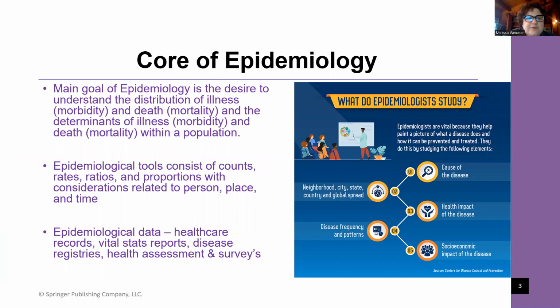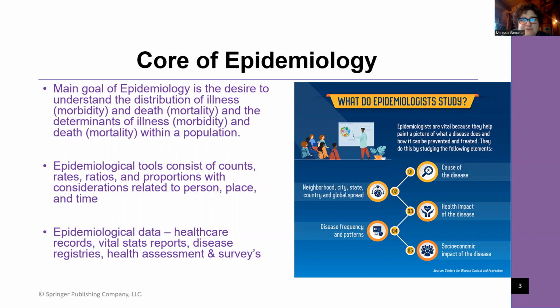So at the core of epidemiology, epidemiologists are trying to understand disease patterns, the distribution of illness, otherwise known as morbidity, and death, otherwise known as mortality. Also affecting those are the determinants of illness, again morbidity, and death, which is the mortality within a population.